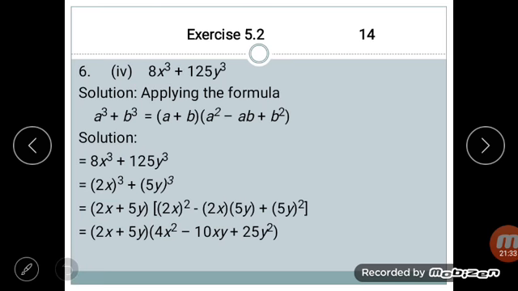Again we have now question number 6, the fourth part here. Again here we can see that 2 is the cube root of 8 and 5 is the cube root of 125. We can apply the formula a plus b, a square minus ab plus b square. As you can see that when two terms are in cube, you can apply the formula of a cube plus b cube. Fine. So if it's plus, in the first bracket it will come plus, and in the second it will come minus. If here it will be minus, in the first bracket it will come minus, and then in the second bracket all the terms will be with plus sign.